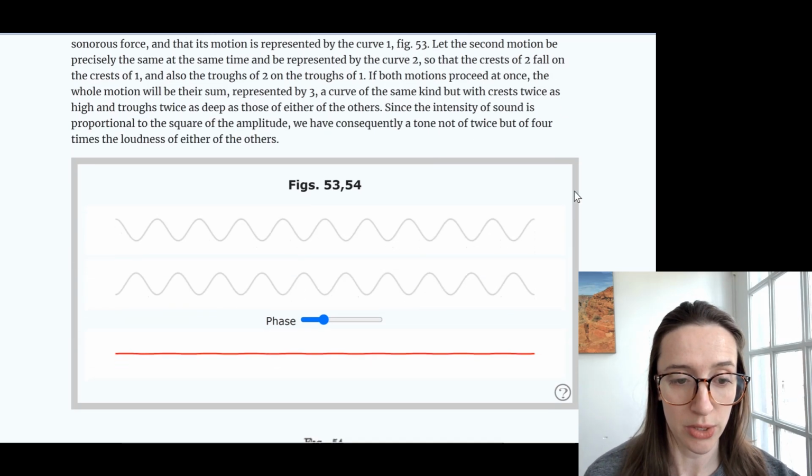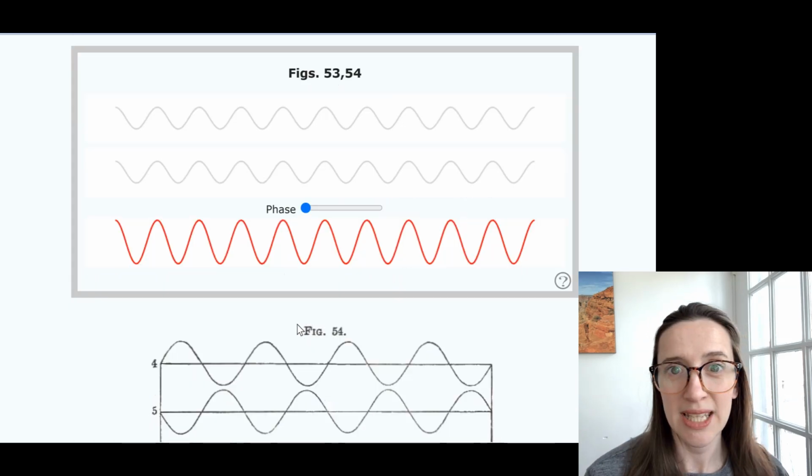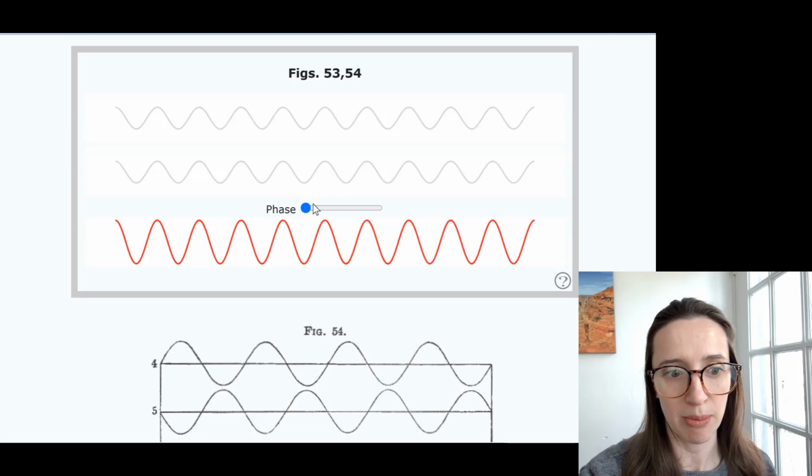Now, what if the phase is altered? Well, if they line up like in figure 54 here, the tones will cancel each other out. And this app allows us to see kind of every place in between.